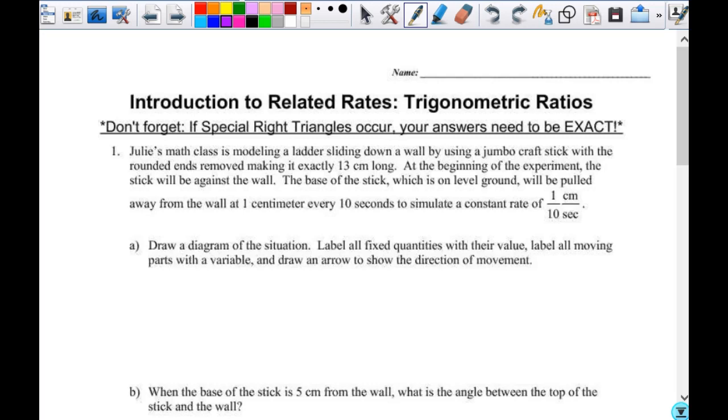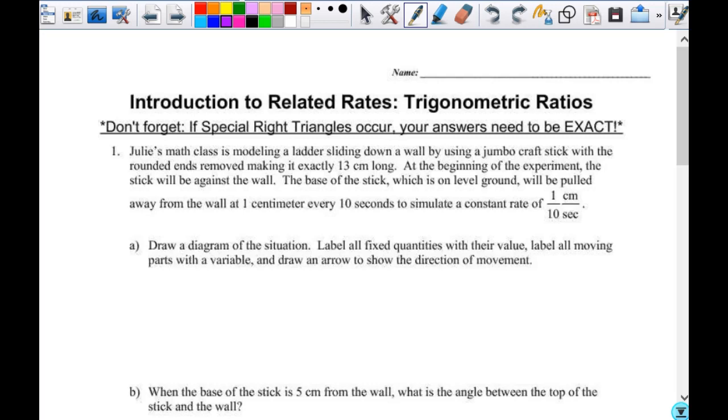So this says, Julie's math class is modeling a ladder sliding down a wall by using a jumbo craft stick with the rounded ends removed, making it exactly 13 centimeters long. So basically, they're using a popsicle stick with the ends cut off. At the beginning of the experiment, the stick will be against the wall. The base of the stick, which is on level ground, will be pulled away from the wall at 1 centimeter every 10 seconds to simulate a constant rate of 1/10 of a centimeter per second.